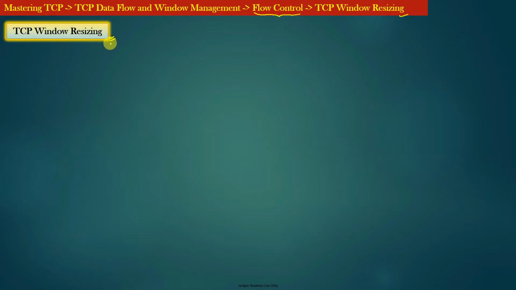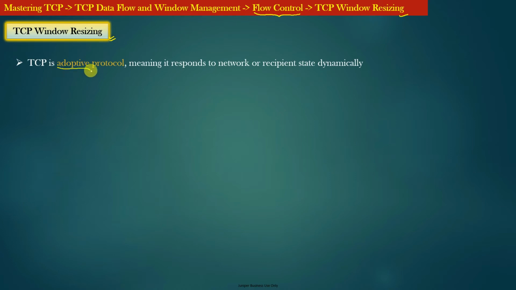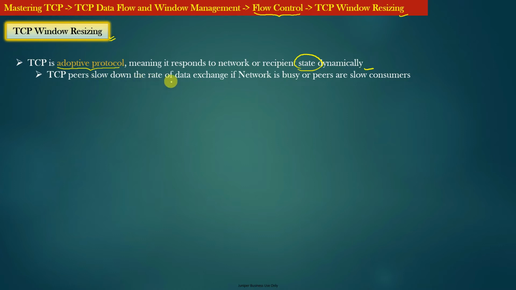We will discuss what TCP window resizing is, why it is required, and what problem it solves. We will also discuss in detail the mechanism behind TCP window resizing. So let us start. TCP is an adaptive protocol. When I say TCP is an adaptive protocol, it simply means that it responds to network or recipient state dynamically. Now, what do you mean by the network or recipient state? TCP peers slow down the rate of data exchange if the network is busy or if the peers are slow consumers of data.